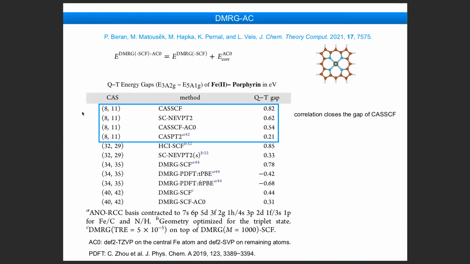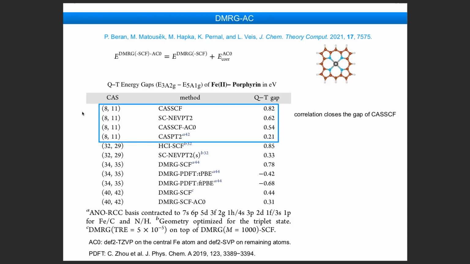So the first is when we combine DMRG with AC, adiabatic connection with DMRG, and apply it to a few systems. I'm showing here iron porphyrin. That was a test. Maybe this is not the best example because we don't have a very accurate reference, so in the end we don't know which method is most accurate.